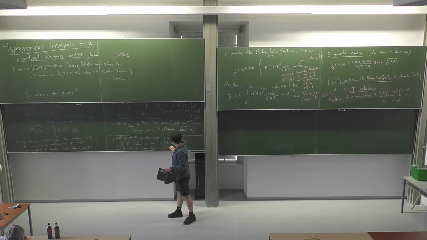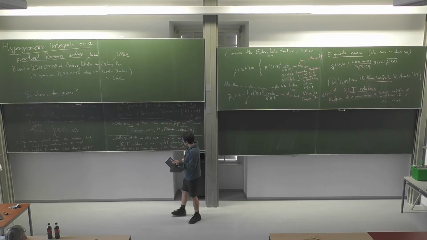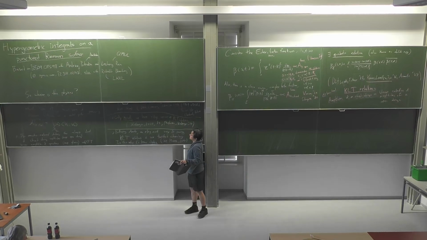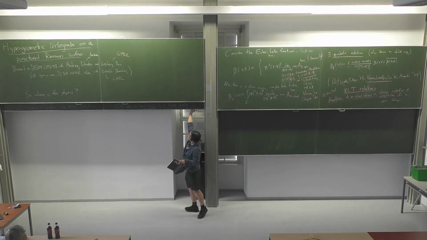Linear algebra how? I highly recommend looking at a 2007 paper by Mizera. I think it's called Combinatorics and Topology of Kawai-Lewellen-Tye Relations, if you want to see how the linear algebra is done.